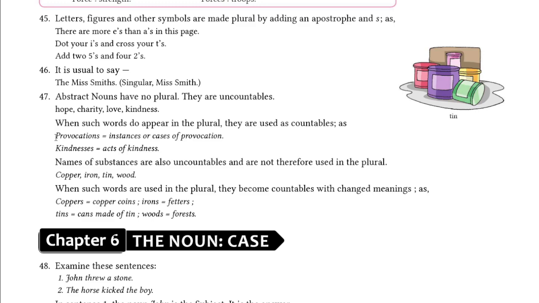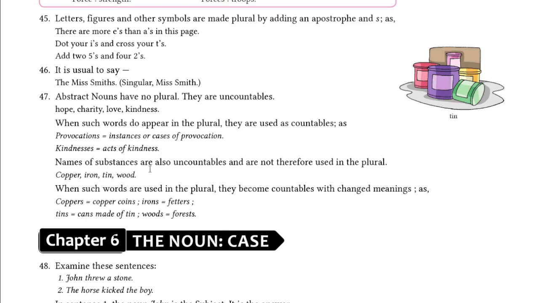For example, provocation is an abstract noun. It is uncountable. Its plural cannot be formed. But if you use it as a plural, provocations, it would have a different meaning: instances or cases of provocation. Kindness is a quality. But when we say kindnesses, it is no more a quality, it is an action. Acts of kindness. When such abstract nouns are used in the plural form, they undergo a change in meaning.